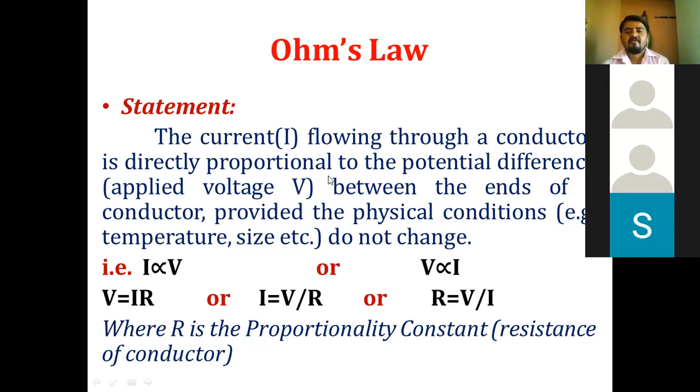So the current I flowing through a conductor is directly proportional to the potential difference between the ends of a conductor, provided the physical conditions do not change or are constant. Otherwise, by keeping the temperature or size of the conductor constant, you can also say it like that. In general also you can write that. If you understood the statement, you can tell that directly. The current flowing through a conductor is directly proportional to the applied voltage by keeping the conductor temperature and size constant. You can say it like this also.